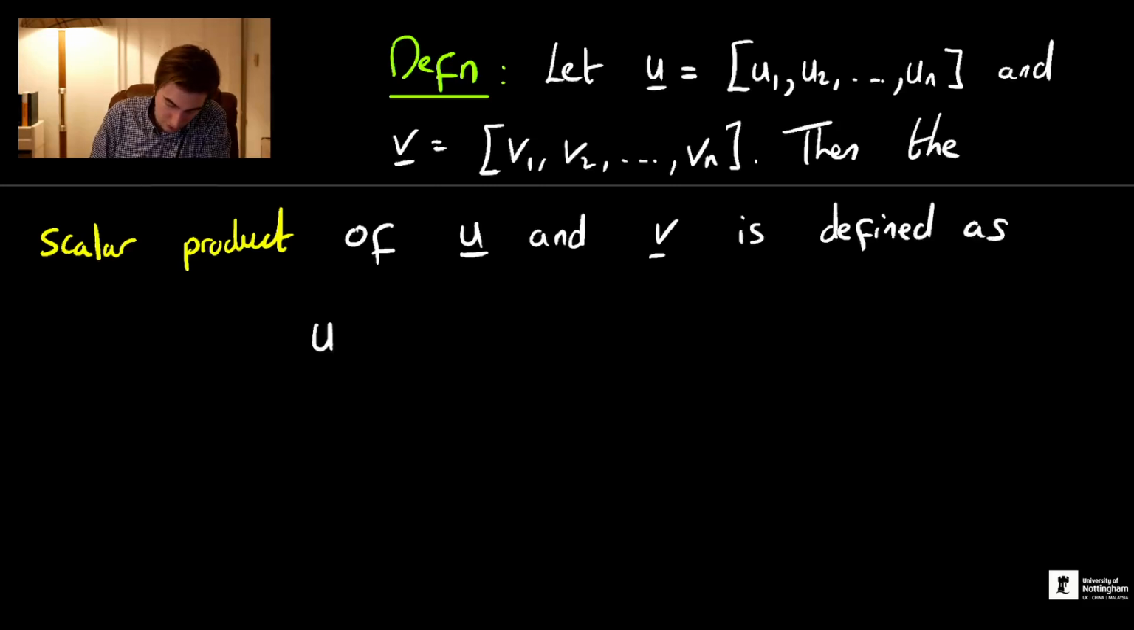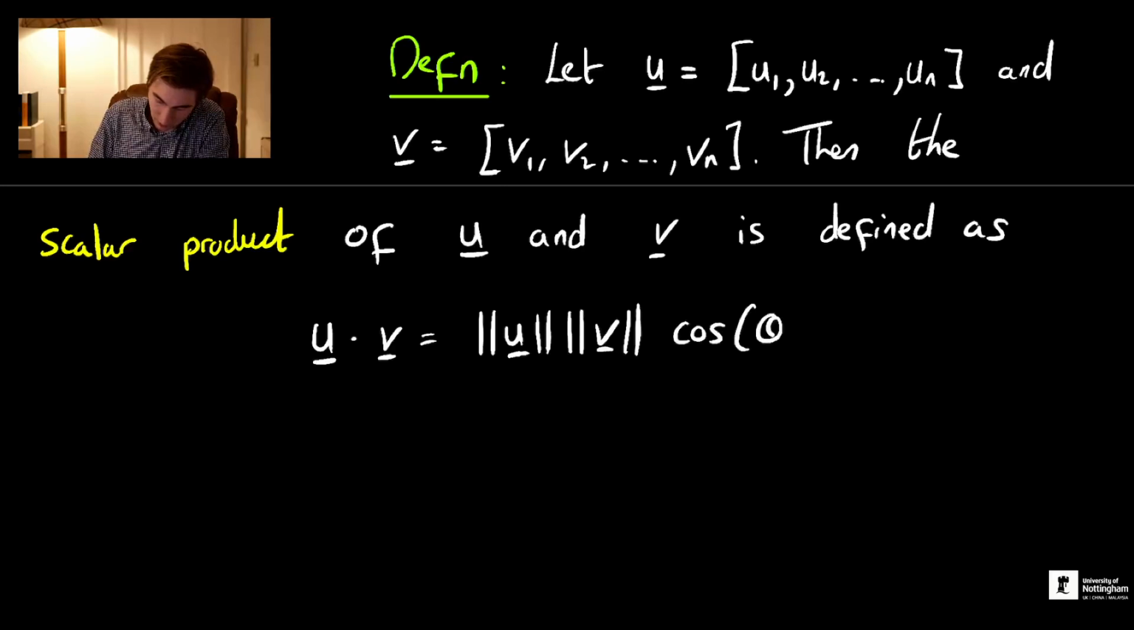We can write it as u dot v is equal to the norm of u times the norm of v times the cosine of the angle between them. So we're generalizing an idea of what it means to say the angle between two vectors in Rn, which we can do now because we generalized this notion of the dot product.